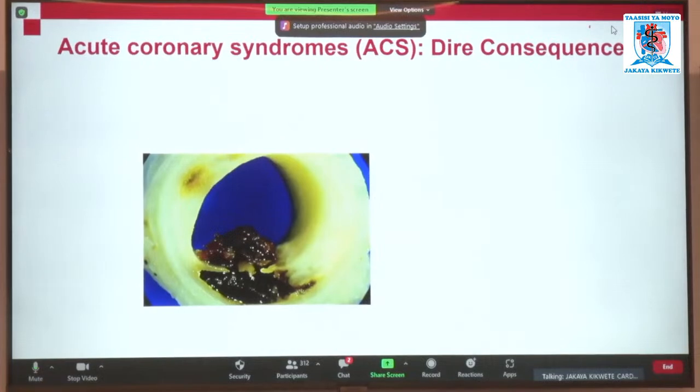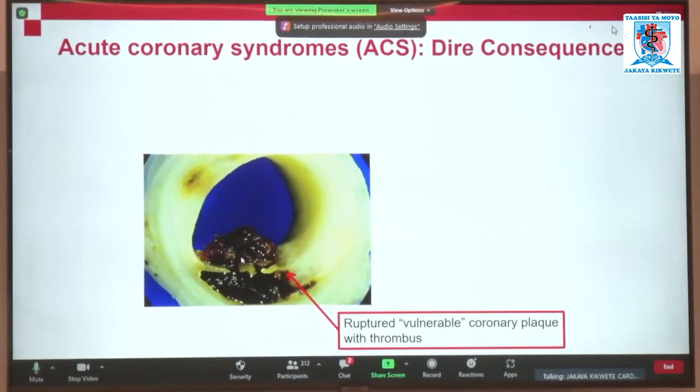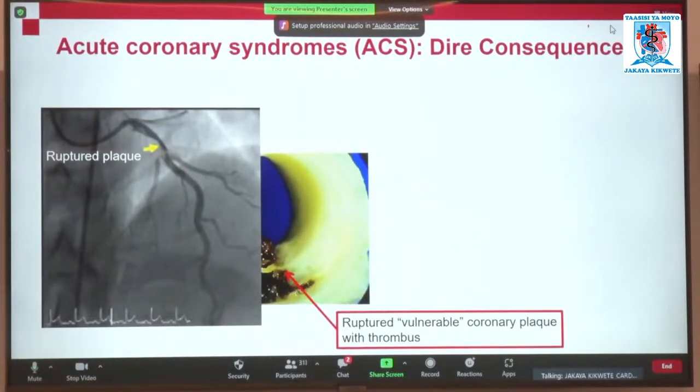So what are the consequences of ACS? This is what an artery looks like from an autopsy of an individual who experienced a fatal acute coronary syndrome. They have a ruptured plaque that was filled with thrombus and occluded this individual's vessel. And this is what it looks like on an angiogram.